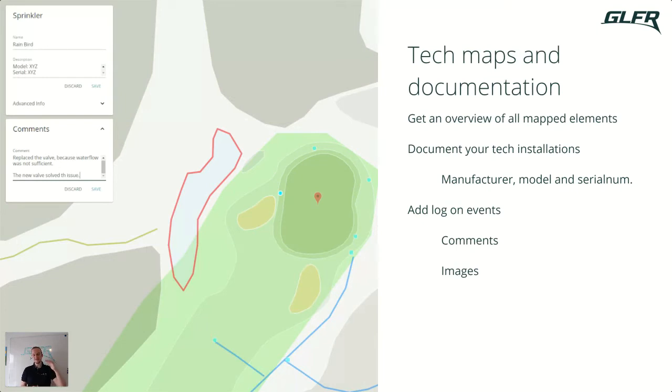And then add the other things you want to know about your element in description. It could be the model, it could be the serial number, it could be the diameter of your drainage tubes or your water pipes or whatever it is. Add that information in description. Anything you add in description can be used in a filter.